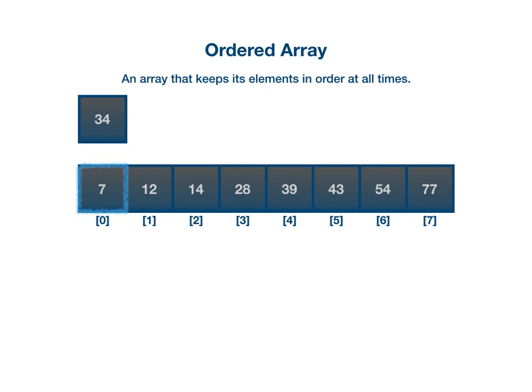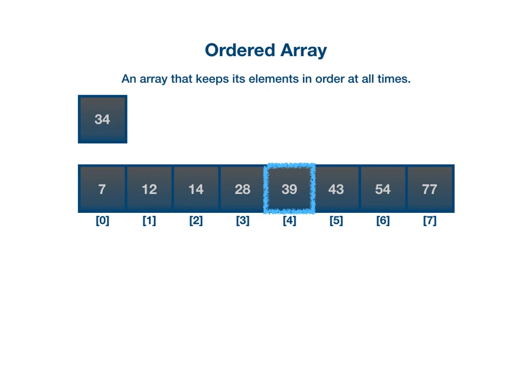So I'm going to start at index 0 and search for the first value I can find that's greater than 34. 7 is not it. 12, not it. 14, not it. 28, not it. 39, there it is. So since 39 is at index 4, that's where I want to put 34.